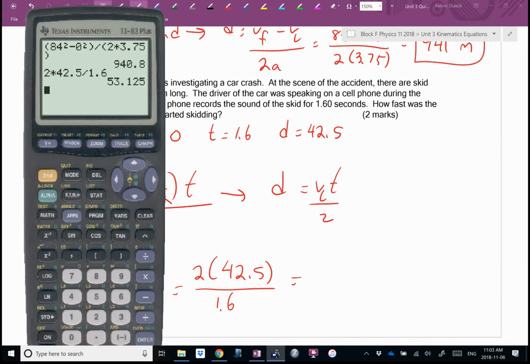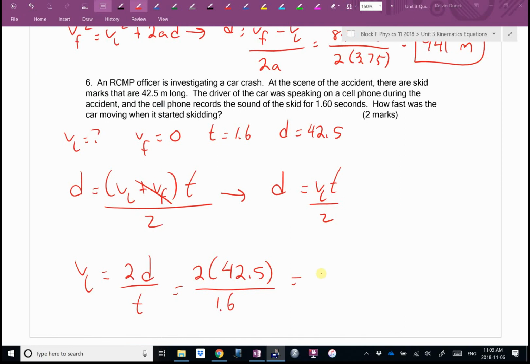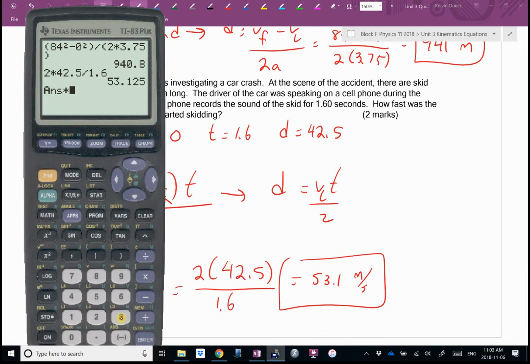Did you all get 53.1? 53? Just for giggles, if I multiply that by 3.6, yeah, this person probably was speeding. 191 kilometers per hour, unless there's somewhere where that is the speed limit, but I don't think there's anywhere aside from a racetrack where that is the case.